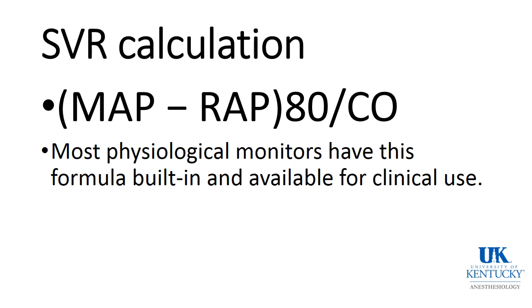This is the formula to calculate systemic vascular resistance and has three variables: mean arterial pressure, right atrial pressure, and cardiac output. Most physiological monitors have this formula built in and available for clinical use. However, you do need to have a measure of cardiac output.